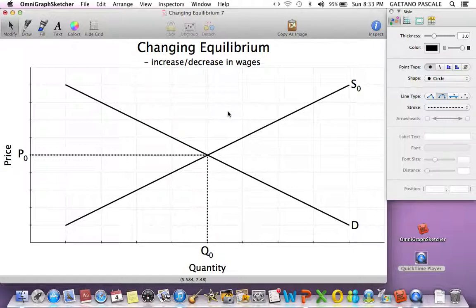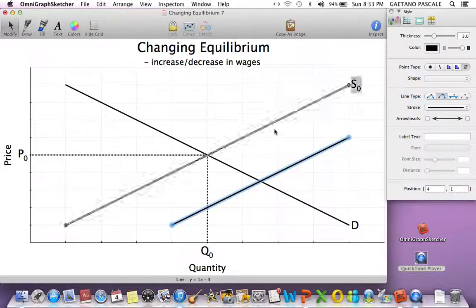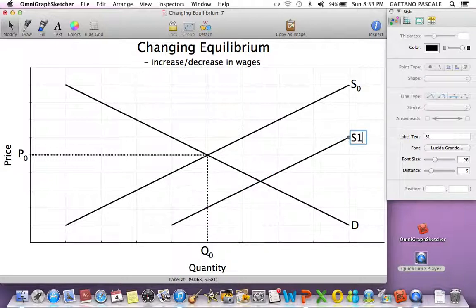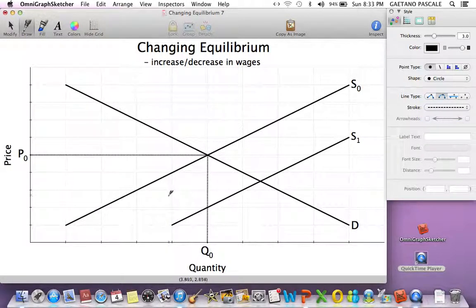If we decrease wages, the supply curve will shift to the right. So let me draw in that new supply curve to indicate that there is a decrease in wages. So with a decrease in wages, the supply curve will shift to the right. So here is our new supply curve. Let me call it S1, and let me make that a subscript. So the supply curve shifts outward. And let me draw that in. So we see that the supply curve shifts to the right.